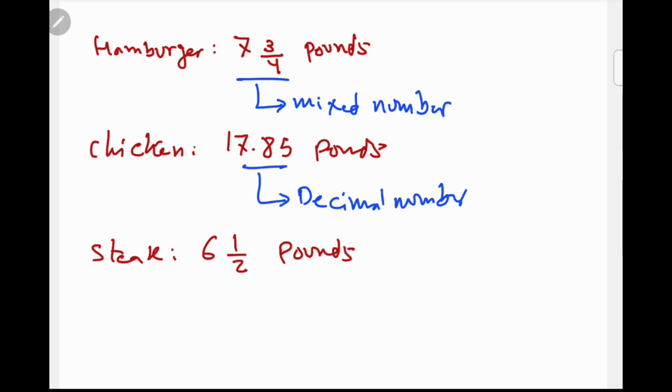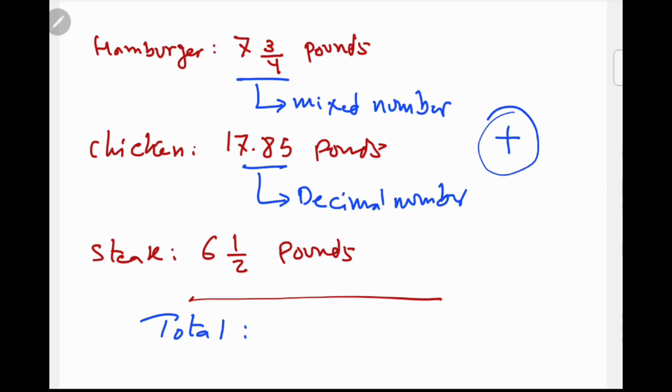And they're asking us to find the total by adding them all. However, because they are in two different formats, we cannot directly add them, so we need to convert either the mixed number to a decimal number or the decimal number to a fraction.